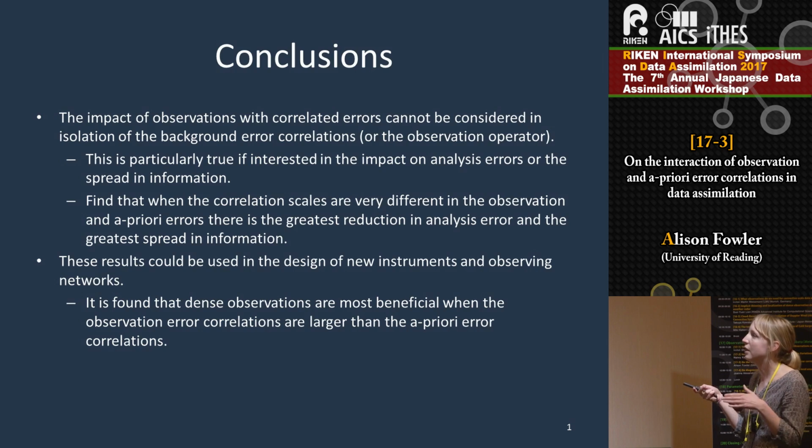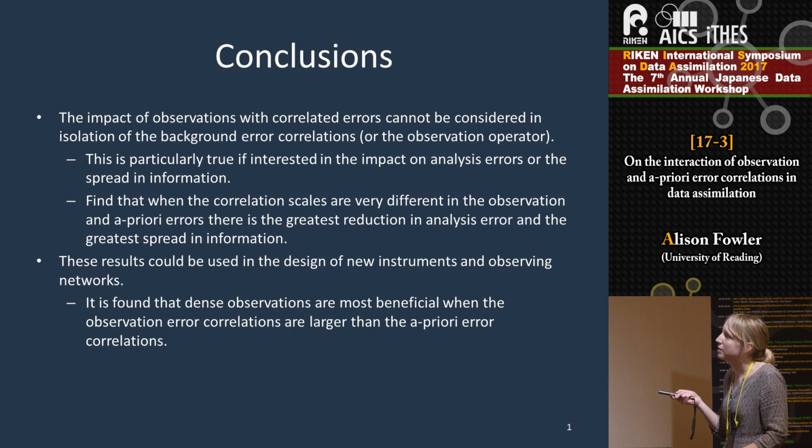So the main take-home message is that the impact of observations with correlated errors can't be understood in isolation of the background error correlations or the observation operator, which I've left out of this talk. This is particularly true if you're interested in the impact on analysis errors and spreading information. We find that when the correlation length scales are very different in the observation and a-priori errors, and it doesn't matter if the observation error correlation length scales are longer or smaller than the background, as long as they're different, we get the greatest reduction in analysis error and the greatest spread in information from the observations.